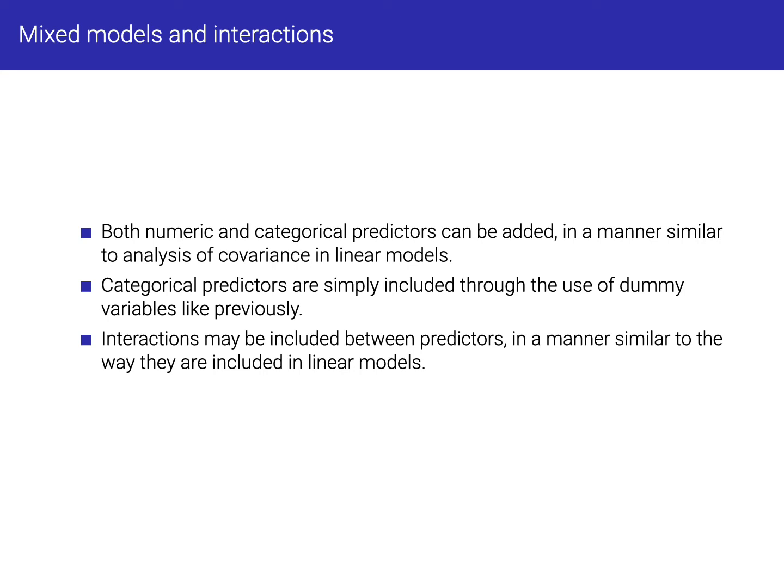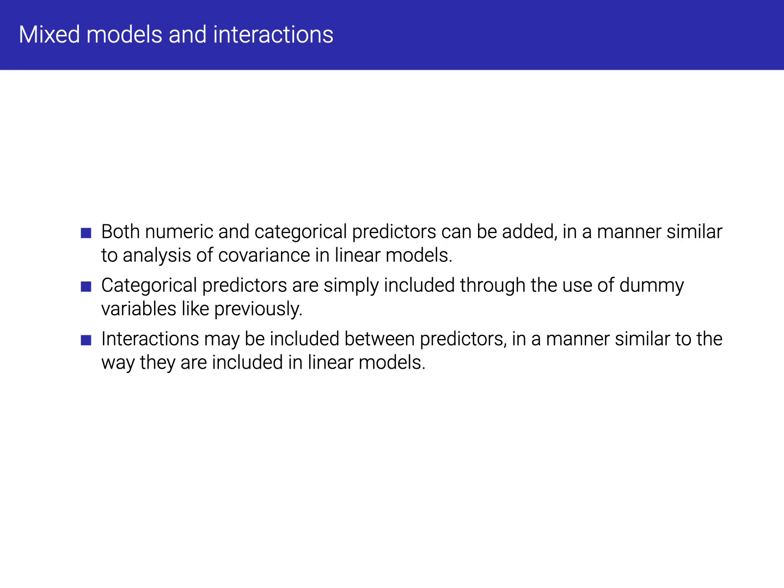In a manner similar to analysis of covariance in linear models. So what that means is that if you know how to perform an ANCOVA or a one-way ANOVA or even a factorial ANOVA, there's really nothing different here for Poisson models. The only things that are different are the link function and the fact that we use the Poisson distribution instead as our model.